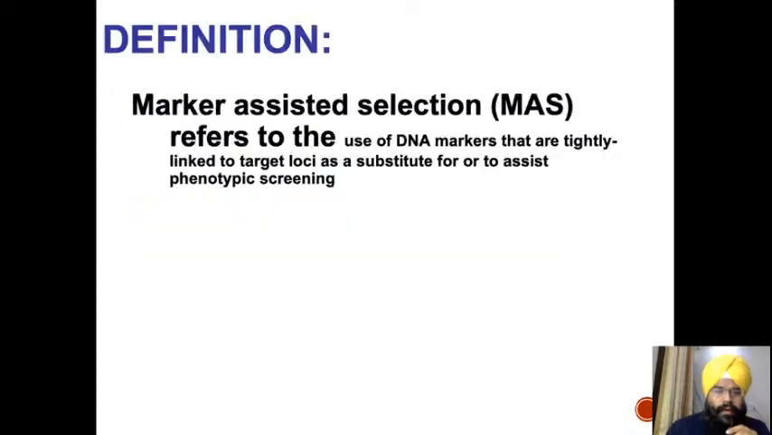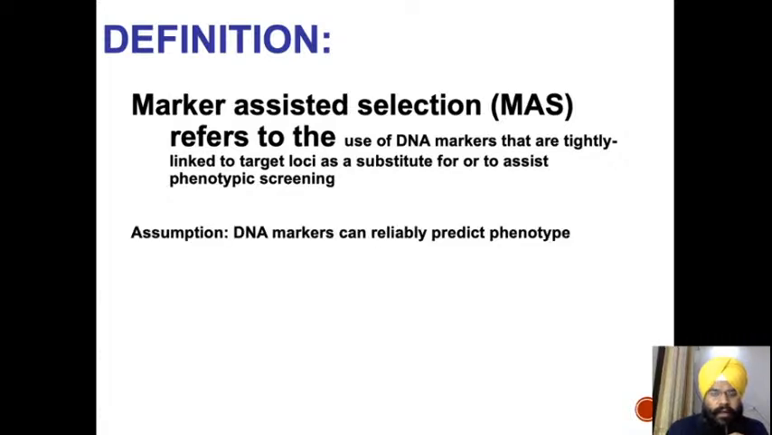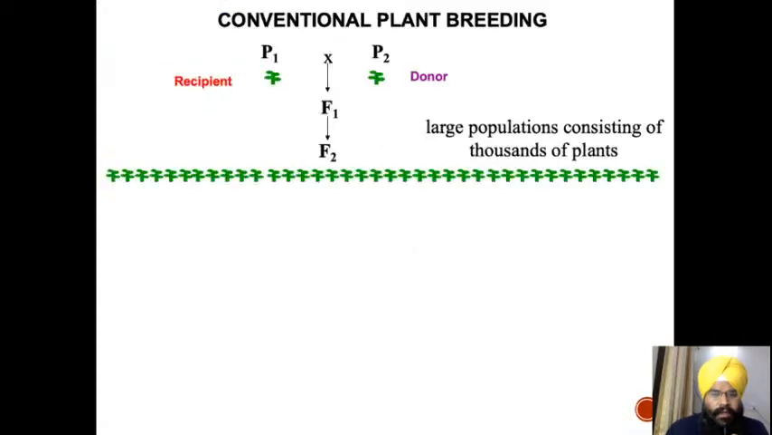So, let's start with the first part. What is marker assisted selection? It refers to the use of DNA markers that are tightly linked to the target loci as a substitute for, or to assist, phenotypic screening. They are markers tightly linked to one targeted locus, and could be used for further phenotypic screening, whatever phenotypes you are looking for, and that's how they are so important. The assumption is that DNA markers can reliably predict phenotypes in this case.